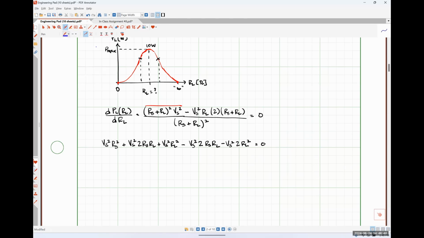And hopefully we can all see that this Vs squared twice Rs RL minus Vs squared twice Rs RL exactly cancel each other out. We're going to have Vs squared RL squared minus twice Vs squared RL squared. So if I cancel this guy out right here, that allows me to just flip this sign to negative, and I'm good to go.